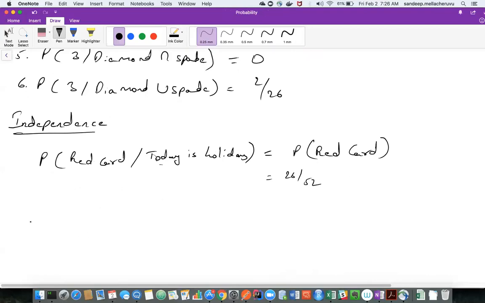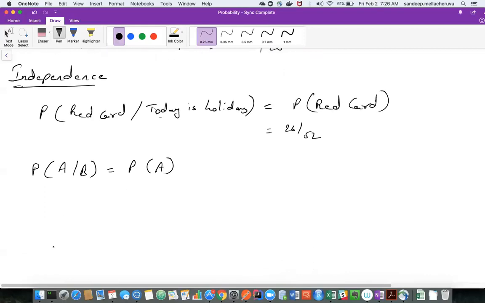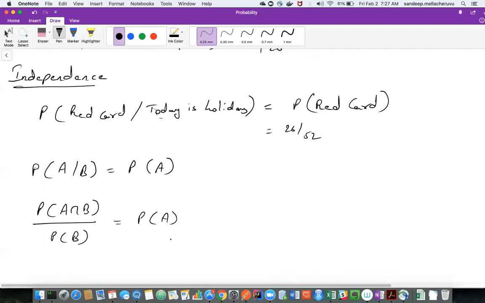Now, what I am saying is probability of A given B is nothing but probability of A. The B is gone. Now, if you use the formula, in the formula I mentioned that probability of A intersection B by probability of B is equal to probability of A. This is what I mentioned. So I try to substitute the formula in the equation.